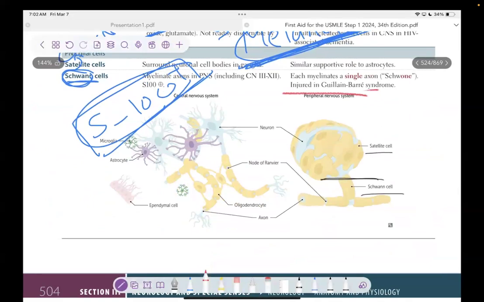And this is a photo of the neuron. I'm going to explain the node of Ranvier and everything the next day.